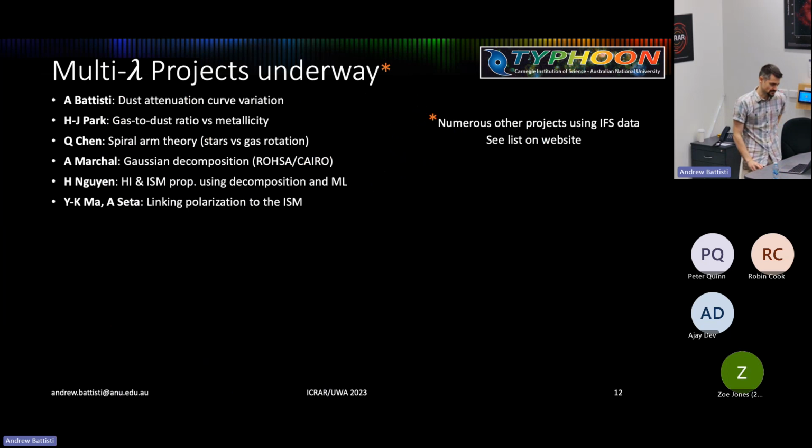So what I wanted to do next was just highlight some of the multi-wavelength projects that we're starting to undertake with Typhoon. This is an initiative that I've started at ANU with several of the students and postdocs to try to link other people's projects into Typhoon. There are a lot of other papers that have been done using just the spectroscopic data itself, which you can see listed on the website if you're interested in those.